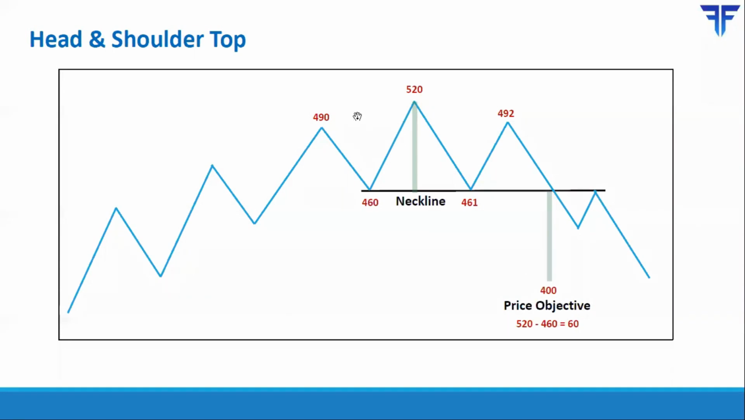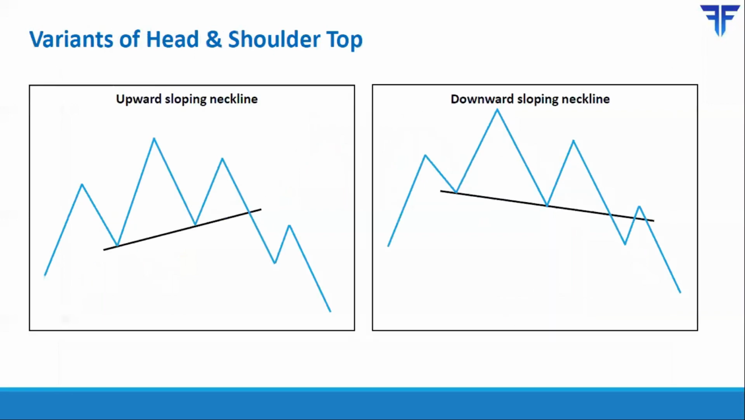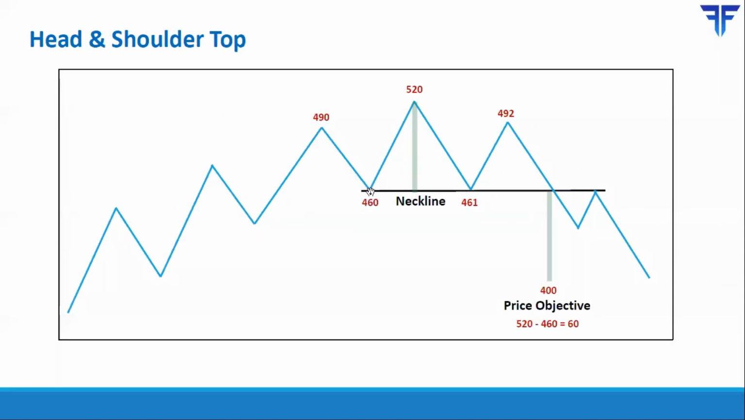Now, this is a scenario wherein the neckline is horizontal. However, there are two other variants of head and shoulder top. One has a neckline that is sloping upwards, and the other has a neckline that is sloping downwards. So when you look at real-time charts, a head and shoulder top could emerge in one of three ways. Number one is that the neckline is horizontal, meaning the two intervening lows are essentially at the same level.